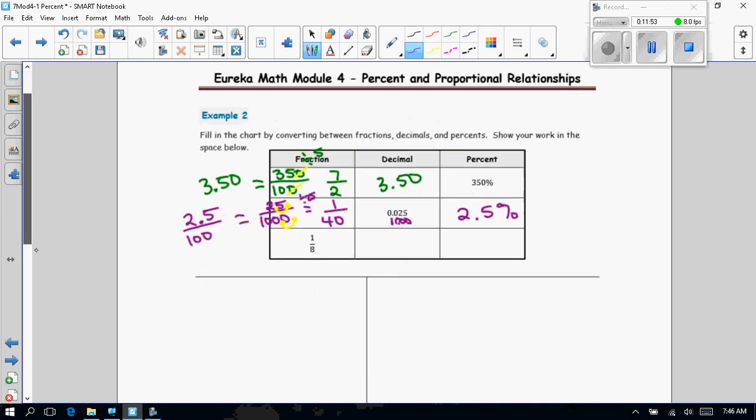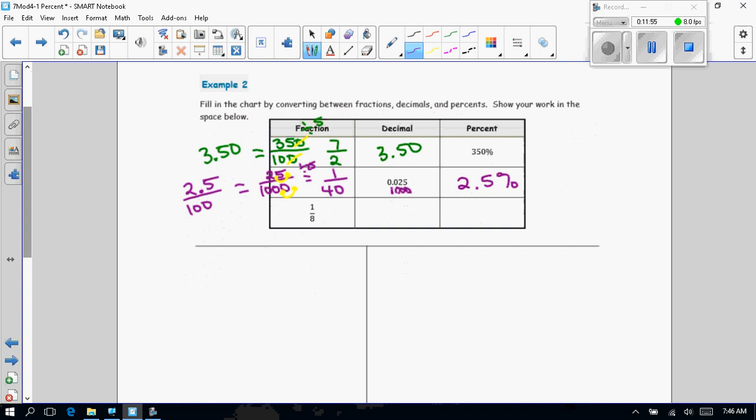So how do I change 1/8 over to a decimal and then over to a percent? I'm going to change it to a decimal by doing the long division. All right, how many times does 8 go into 1? Well, it doesn't go into 1, but 8 goes into 10 once. And I have 2, I can drop a 0 in. 8 goes into 20 twice. That's 16. And 8 goes into 40 5 times. So this becomes 0.125.